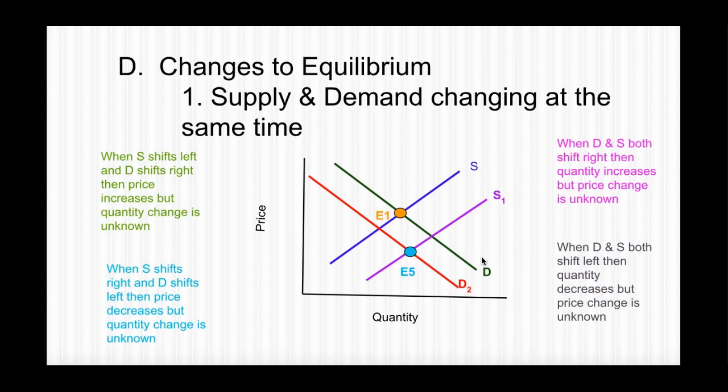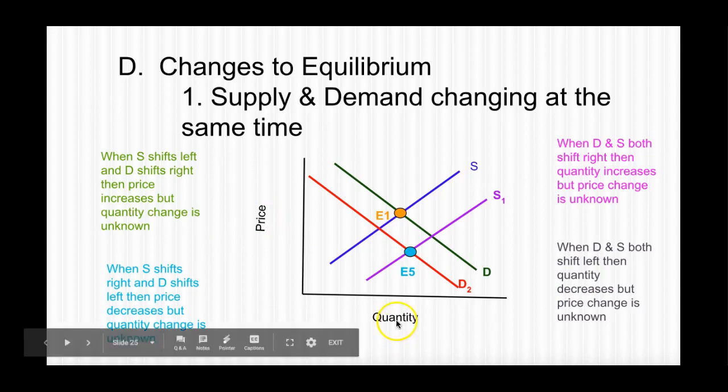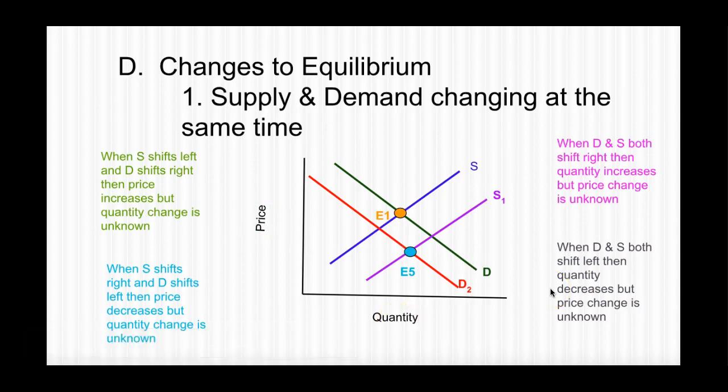Notice the theme here is anytime you have a double shifter, you're going to know one of these, either price or quantity, and the other one is going to be unknown. Now, how do you know if an example is a double shifter, for example, on the test? Well, they're going to literally say, such and such happens, and this other thing happens. So they're going to give you two separate examples. That's when you know it's a double shifter. Otherwise, you can assume it's just a single shifter.